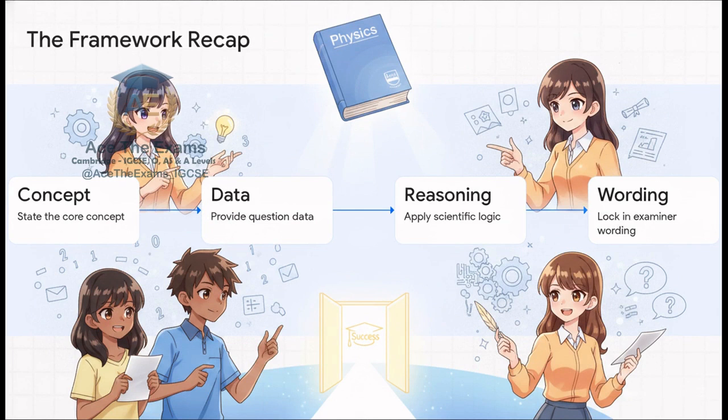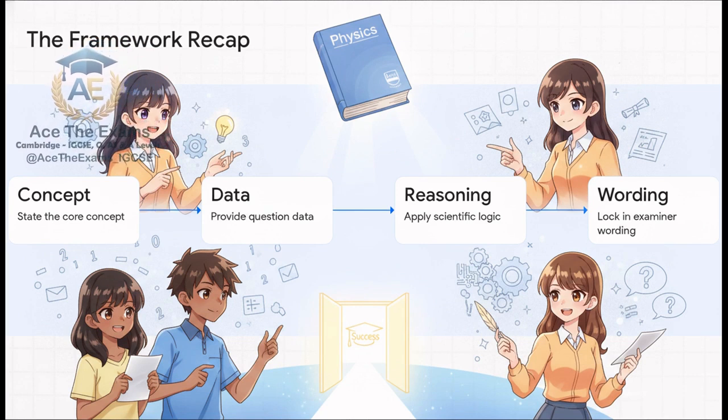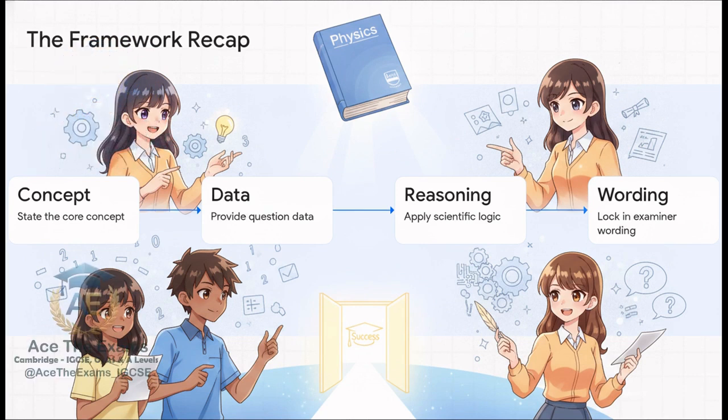Let's really cement this strategy right now so you never forget it. From this moment on, whenever you approach an optics question, always filter your knowledge through this 4-step sequence. First, state the concept. Second, extract the evidence and data. Third, apply your scientific reasoning. And fourth, use strict examiner wording. If you make this your default habit and practice it consistently, then the intimidating Cambridge IGCSE Physics paper stops being a scary, unpredictable monster and just becomes a highly predictable puzzle.